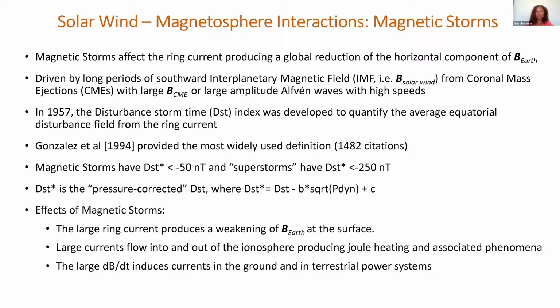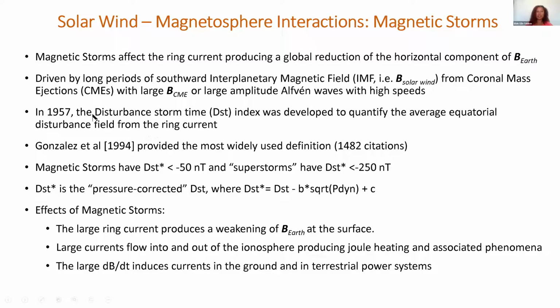Magnetic storms affect the ring current. They produce a global reduction of the horizontal component of the magnetic field. And they are created by coronal mass ejections or large amplitude Alfvén waves that have high speed and have the magnetic field pointing towards the south. And so this southward pointing field connects with the field lines in the day side of the magnetosphere, and they can create magnetic storms.